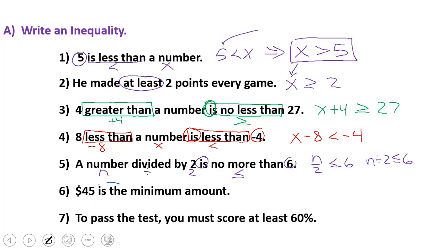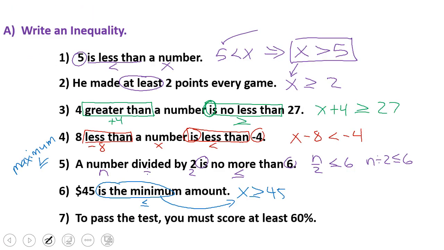Number 6, 45 is the minimum amount. Okay? So is the minimum. So some amount has to be greater than or equal to 45. Because remember that the minimum symbol is the greater than or equal to symbol. That's what it's going to be. So that's one to add to your list of keywords and phrases. Minimum is greater than or equal to. Guess what maximum would be? So if minimum is greater than or equal to, what would maximum be? Where would we put that? That's correct. Less than or equal to is maximum.